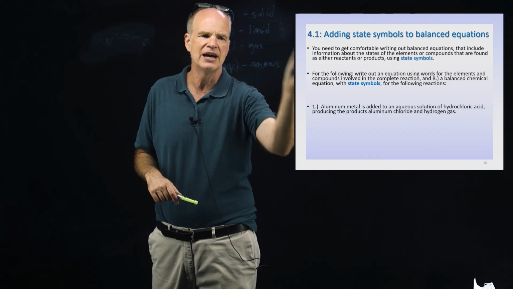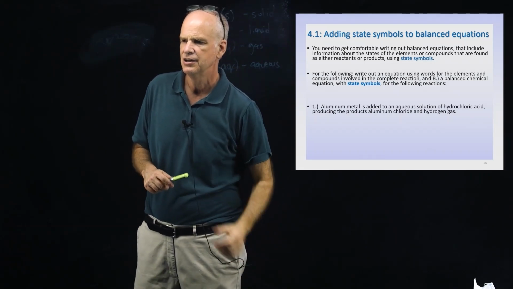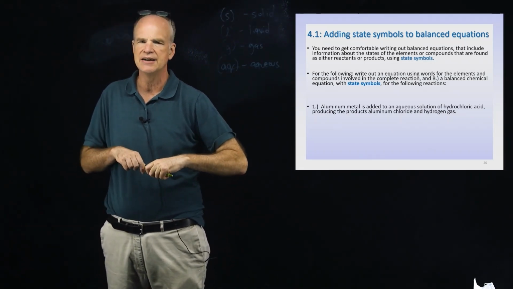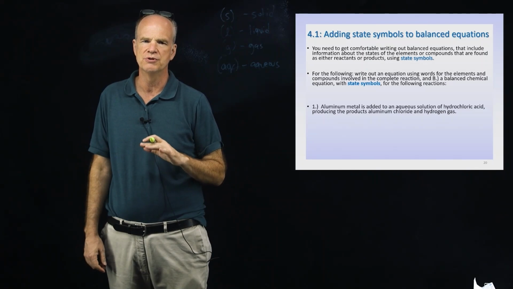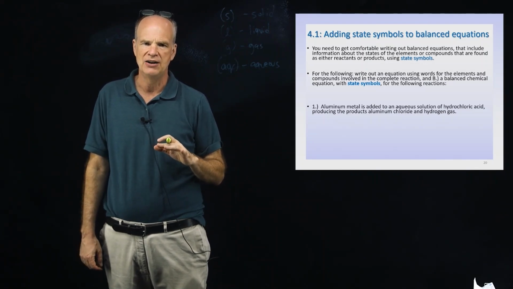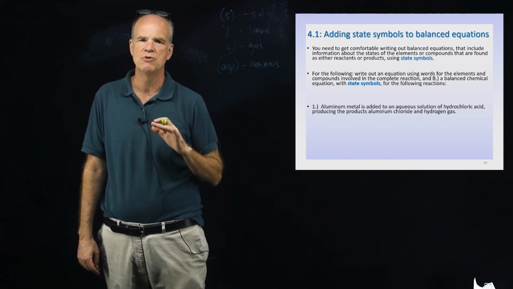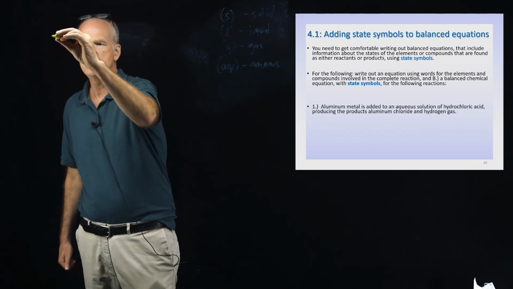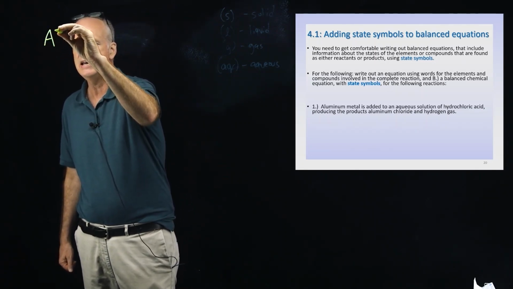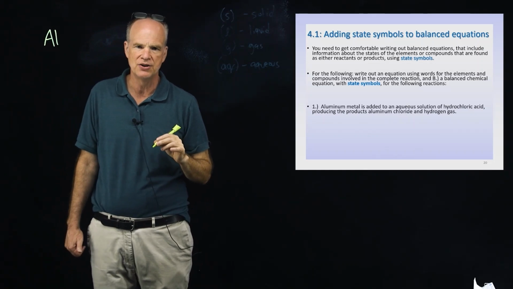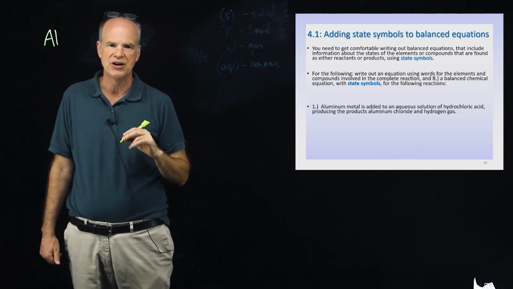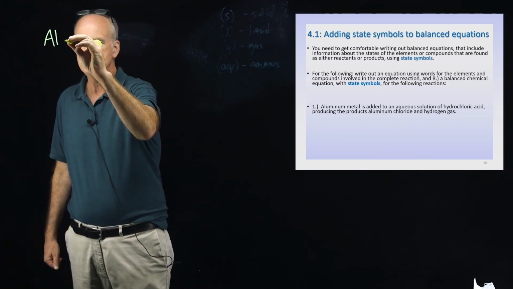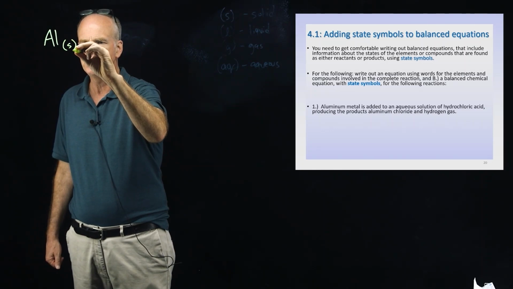Again, we have that word equation there, and I'm going to take that and write a chemical equation. When I write it, it will not be balanced, and I also want to include state symbols. So we have aluminum metal, Al. If it's a metal, you can probably guess it's in the solid state, so we would indicate that by putting a little (s) there.